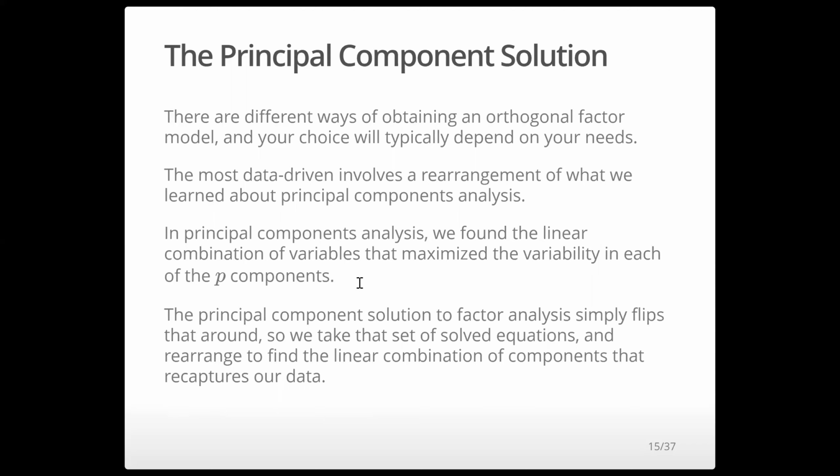We're essentially flipping around the principal component solution. We're taking the solved equations and rearranging to find the linear combination of components that recaptures our data. Whereas in principal components, we're finding the linear combination of our variables that creates the orthogonal components.